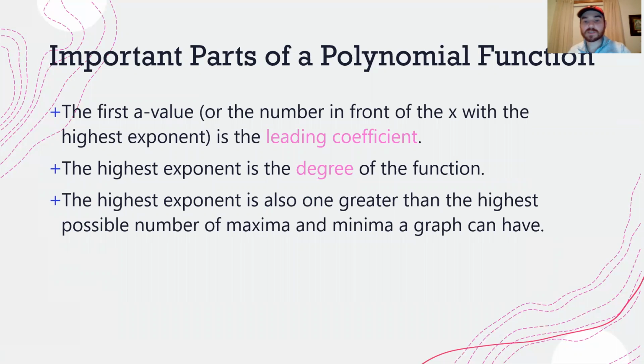The highest exponent is also 1 greater than the highest possible number of maxima and minima a graph can have. That sounds a lot more complicated than it is, but let's think about it this way. If we had y equals 4x, you can imagine the line of that looks something like this. It's probably a little steeper, but it doesn't really matter. This has no local maxima. This has no local minima. It's just a line, right?